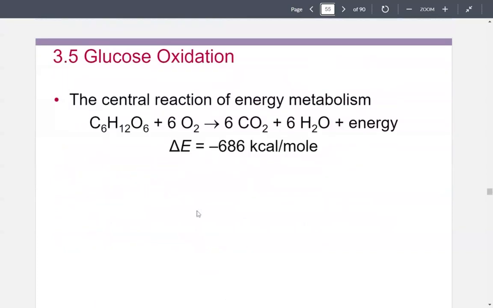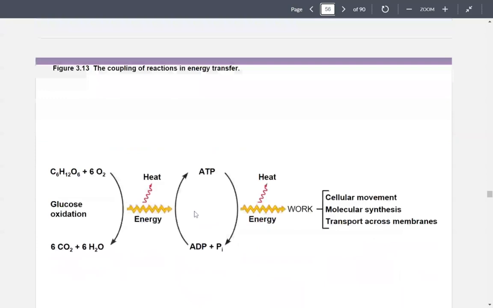All right, now let us get into how we actually get energy out of sugar. Central reaction of energy metabolism is going to be a glucose molecule. It is a C6H12O6 glucose molecule plus 6 oxygens, and that is going to give us an end count of 6 carbon dioxides, 6 water molecules, and a whole slew of energy molecules, with a net change of negative 686 kilocalories per mole. Gives off a ton of energy.